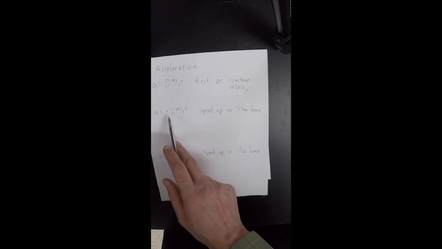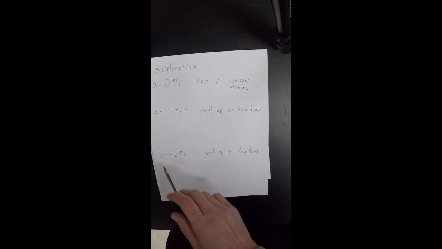If the acceleration is positive 2 meters per second squared, that might mean you're speeding up, going from 0 to 2 meters per second to 4 to 6 to 8 and so on, but it might actually mean you're slowing down. Suppose your velocity started off at negative 10 meters per second. Well, then you're going from negative 10, negative 8, negative 6, and so on. That's slowing down. If your acceleration is negative 2 meters per second squared, you might be speeding up or slowing down, again for the same reason, depending on what your initial velocity was, if it was positive or negative.